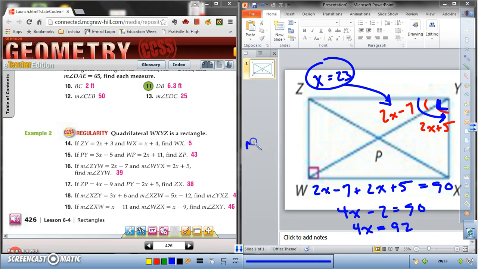Okay, so the measure of angle ZYW is equal to 2 times 23 minus 7, which ends up being 39 degrees.